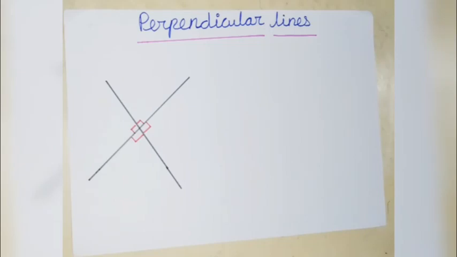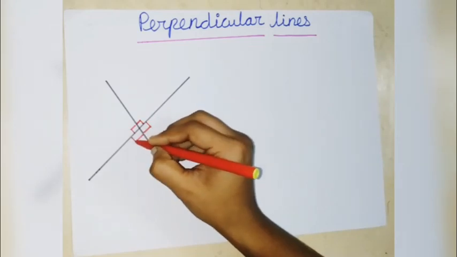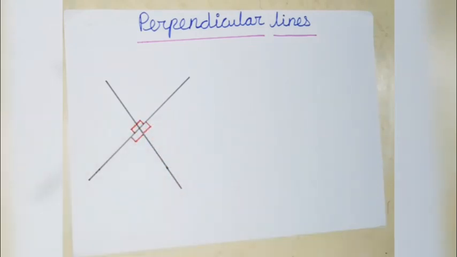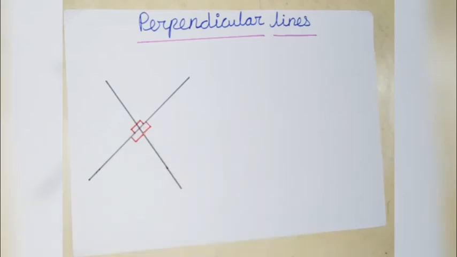When two lines form an angle of 90 degree, here you all can see I have marked 90 degree. So children, they are said to be perpendicular to each other. This symbol is drawn between them to show that they are perpendicular lines. Children, I think you all understood the lines which are perpendiculars and lines which are parallel lines.